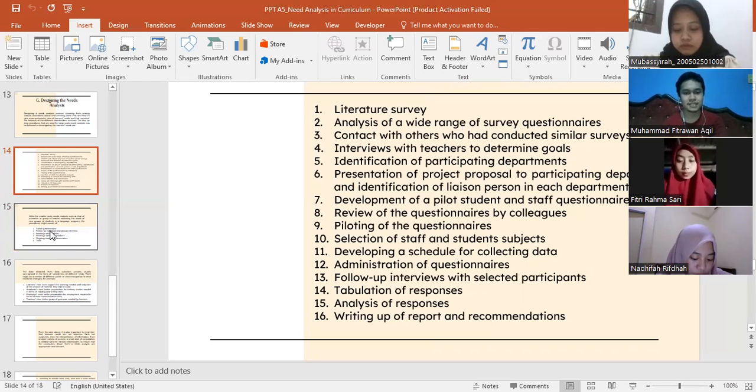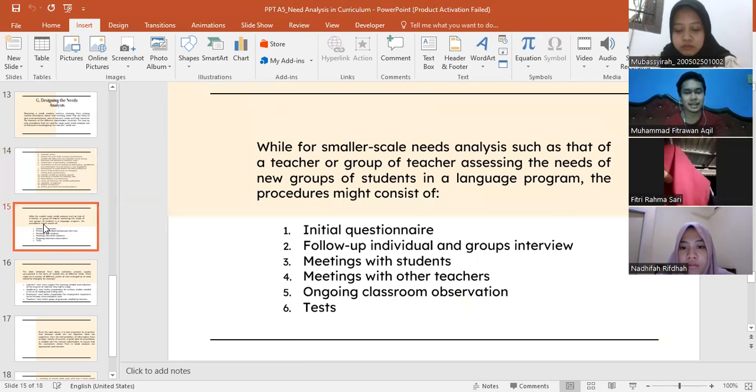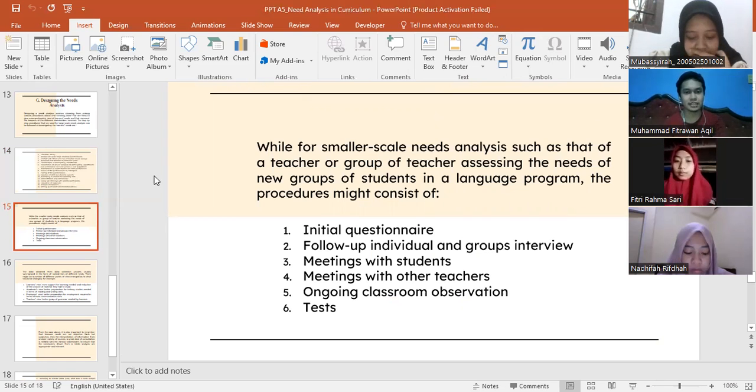Those 16 procedures above are commonly used for larger scale needs analysis, while for small scale needs analysis, such as that of a teacher or group assessing the needs of a new group of students in a language program, the procedures might consist of: first, initial questionnaires, follow-up individual and group interviews, meetings with students, meetings with other teachers, ongoing classroom observations, and finally, tests.